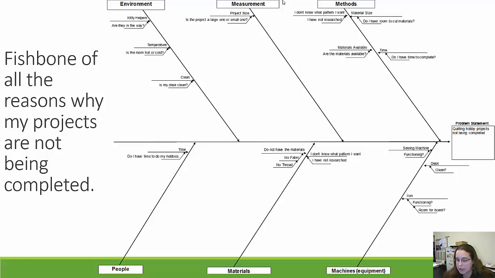And then the last one is about machines. So is my sewing machine working? Is my desk clean? Has my iron functioned? And so I went through and determined, based on brainstorming and a little bit more research, what I think is the most likely cause for me to focus on for this leg of the process.